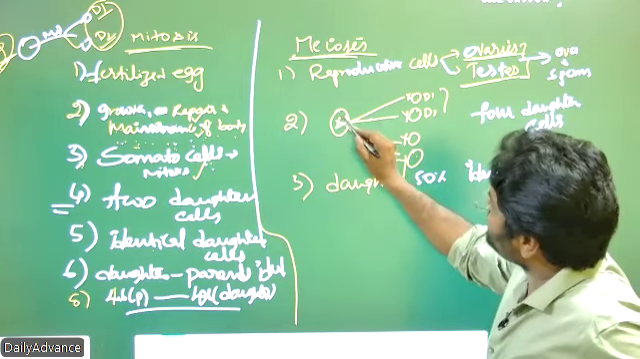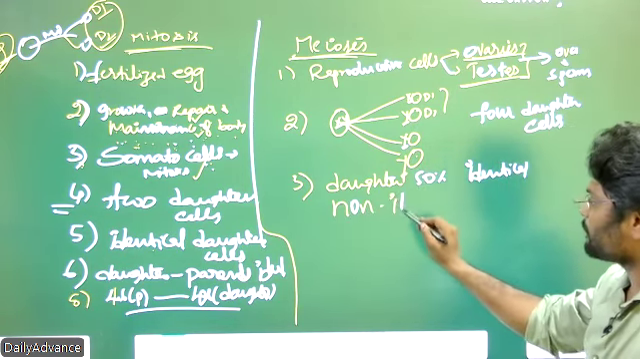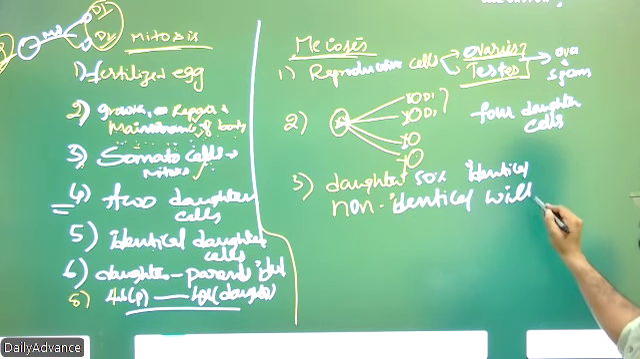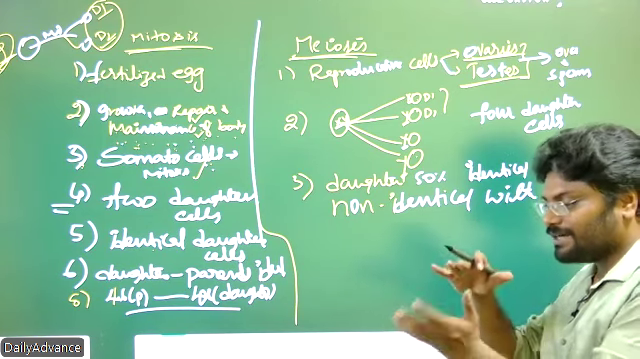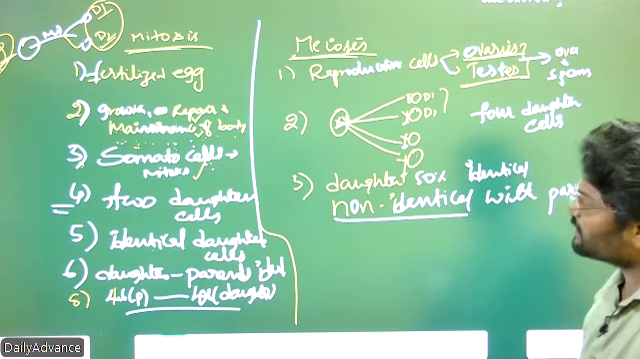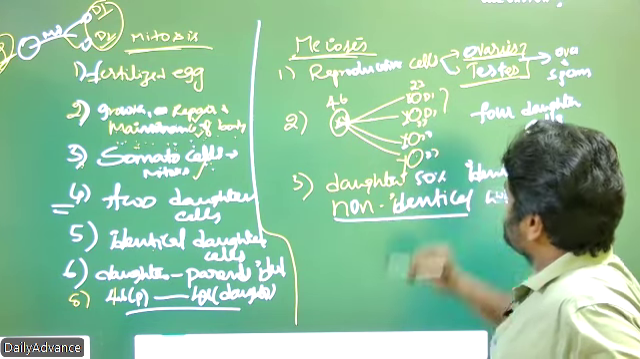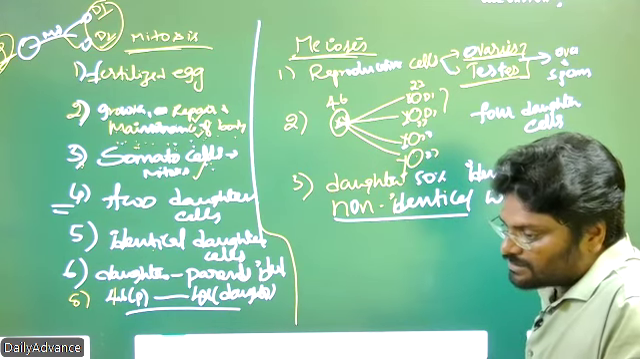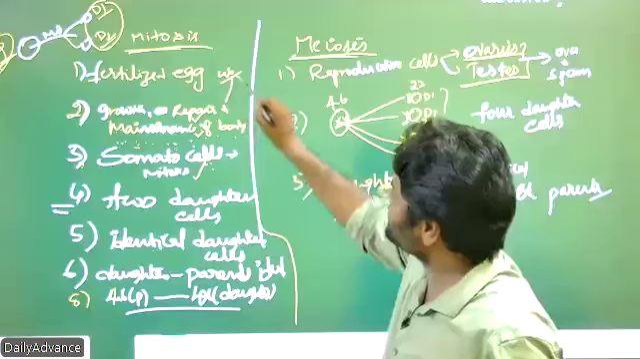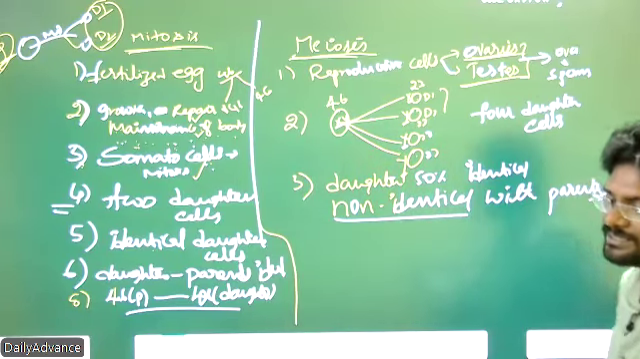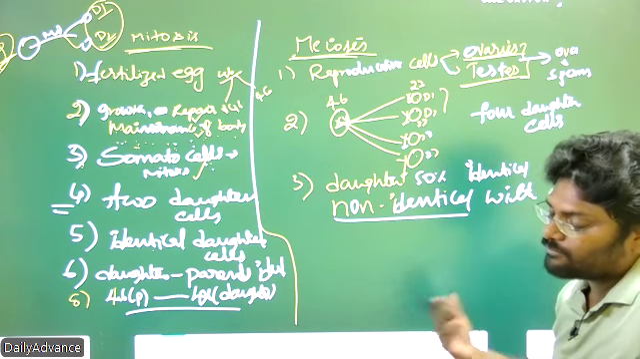Here, only one sex chromosome, X or Y, is present every time. That means they are non-identical with the parent cell also. Among the daughter cells, only 50% are equal. When comparing daughter cells with the parent cell, they are non-identical. Why? Because the parent cell has 46 chromosomes, while each daughter cell has only 23. In mitosis, the parent has 46 and each daughter has 46, so they are similar. In meiosis, the daughter and parent cells are non-identical because the number of chromosomes varies.